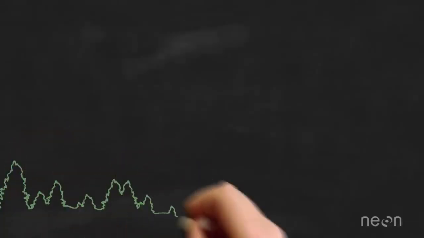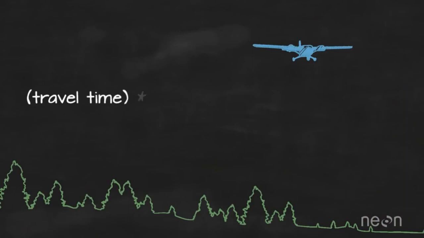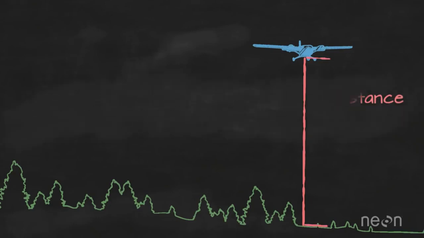So let's break down what this distance calculation looks like. You take travel time, multiplied by the speed of light, divided by 2 since the light traveled to the ground and back. This calculation gives us how far the light actually traveled to the ground. So using this math, we know the distance between the plane and the ground. But we're not done just yet.